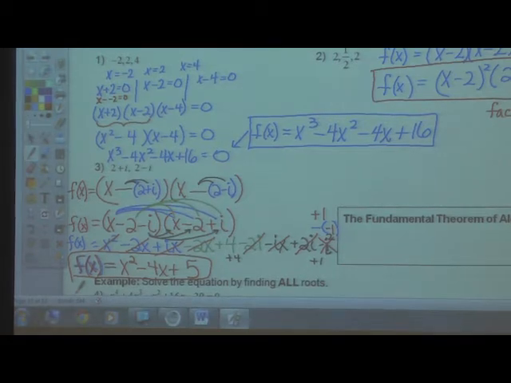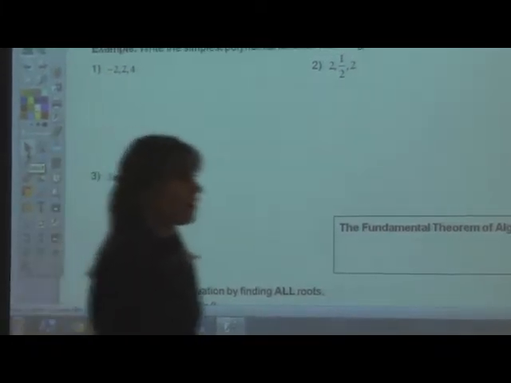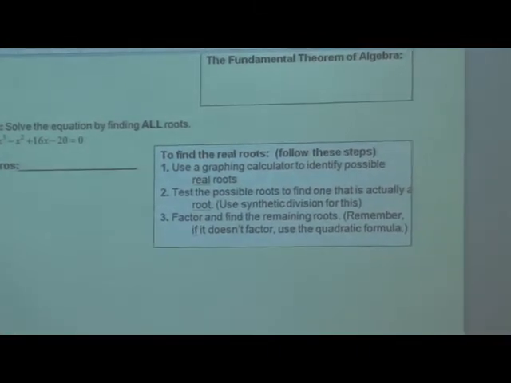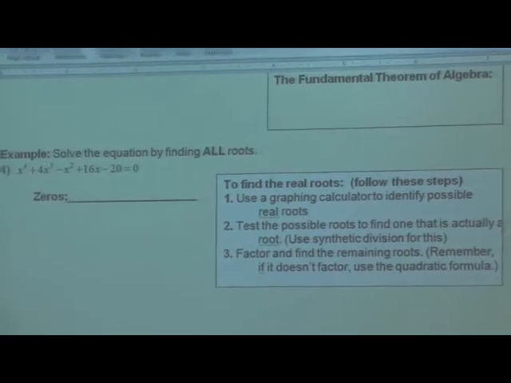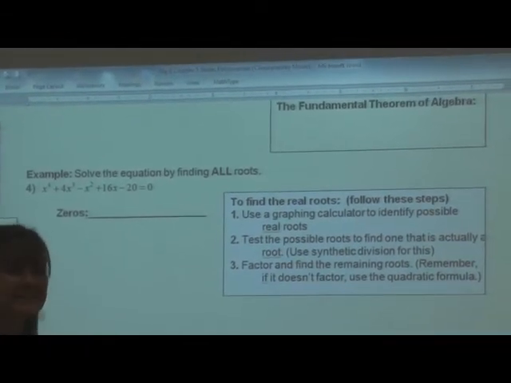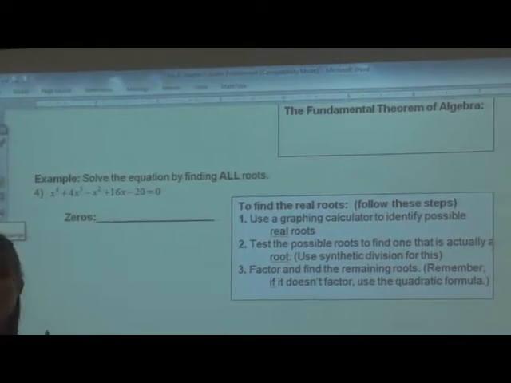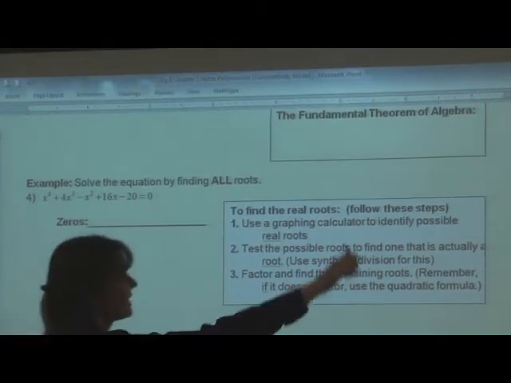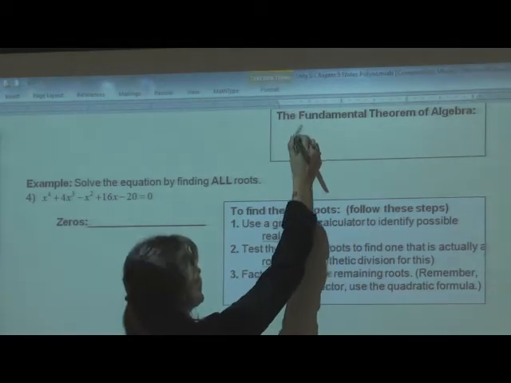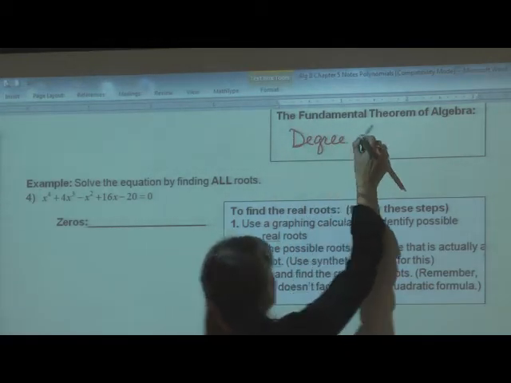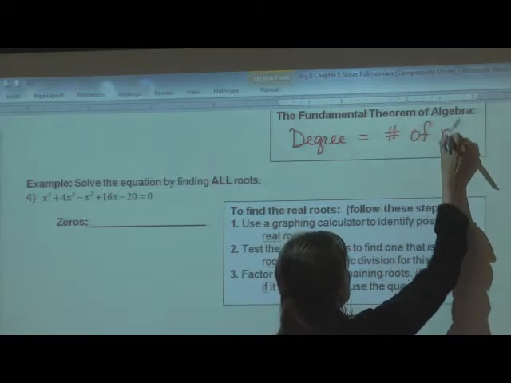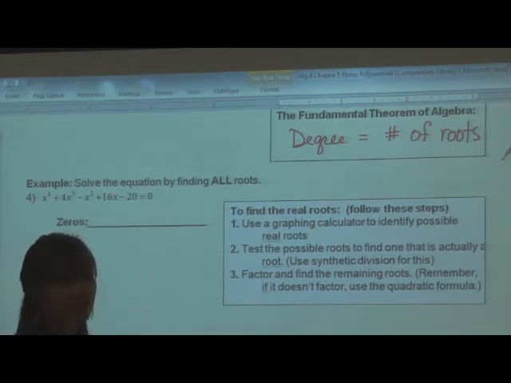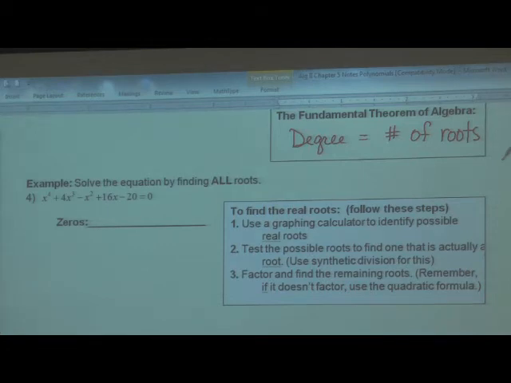So this brings me to the fundamental theorem of algebra, in the box up here. Now, we've actually already done this. This looks like it's a new lesson. It's not. The fundamental theorem of algebra says the degree of your polynomial is going to be the exact same thing as your roots. So write in here, degree equals number of roots. And like I said, we already figured that out in an earlier section when we were graphing.